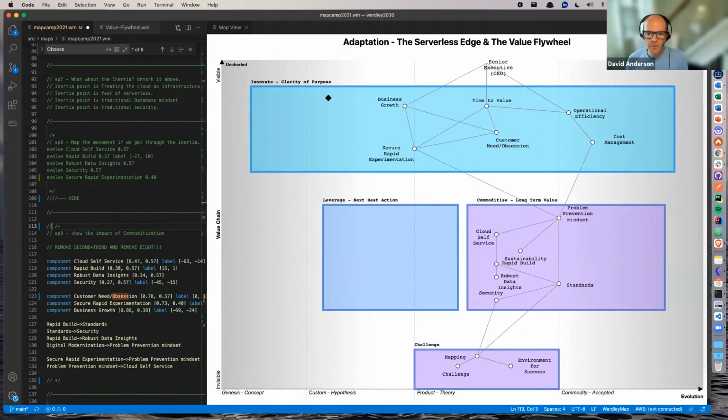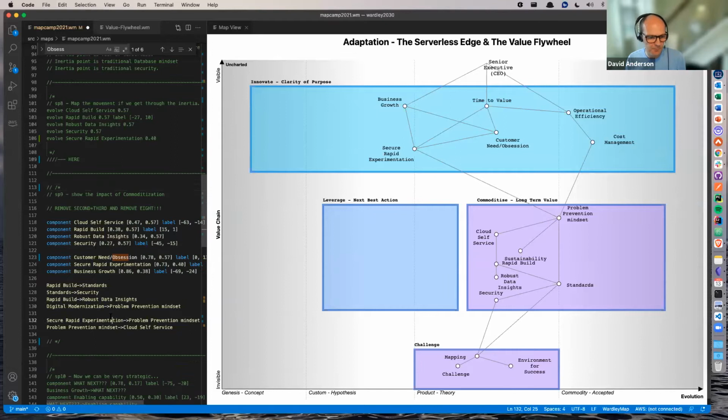So now, through our mapping, we've moved cloud self-service, rapid build, and data and security over to the right here. We've taken them out of custom build and moved them more towards, I wouldn't say commodity yet, probably more like product. And in doing that, that's dragged secure rapid experimentation slightly over to the right, away from custom build. So as you can see, having a really focused technical strategy at this level creates space up above here.